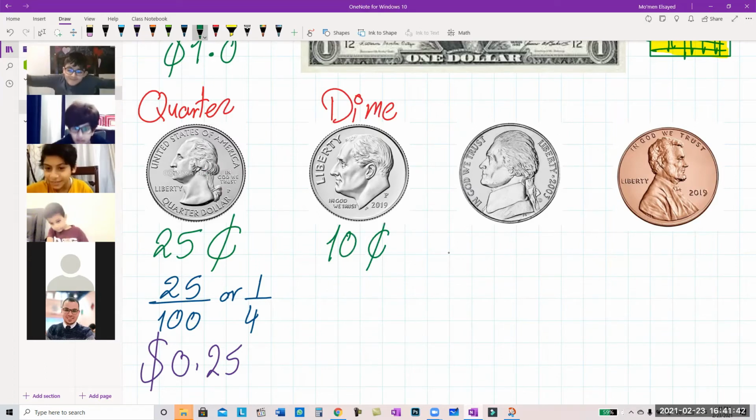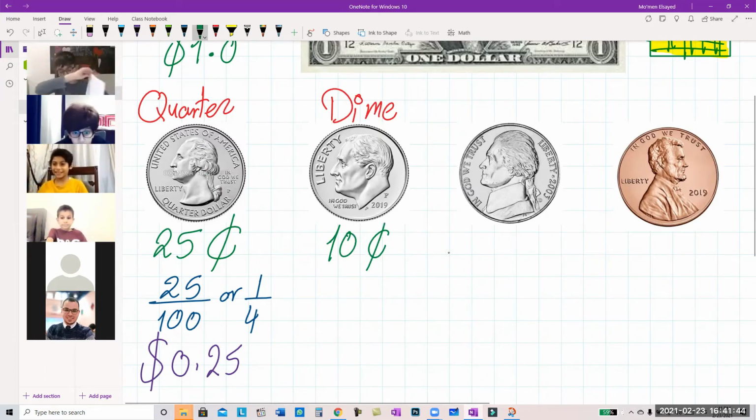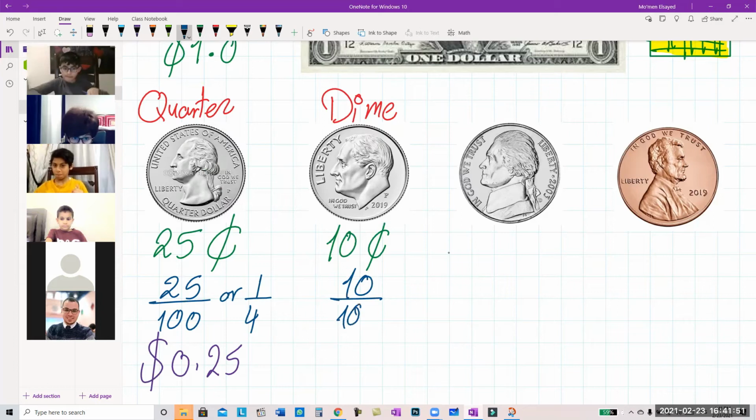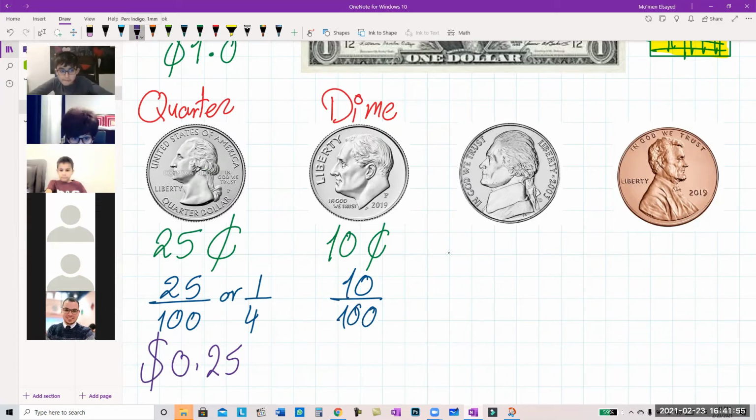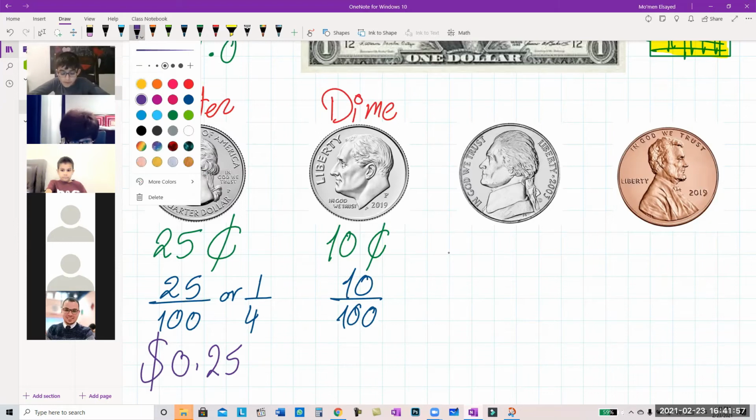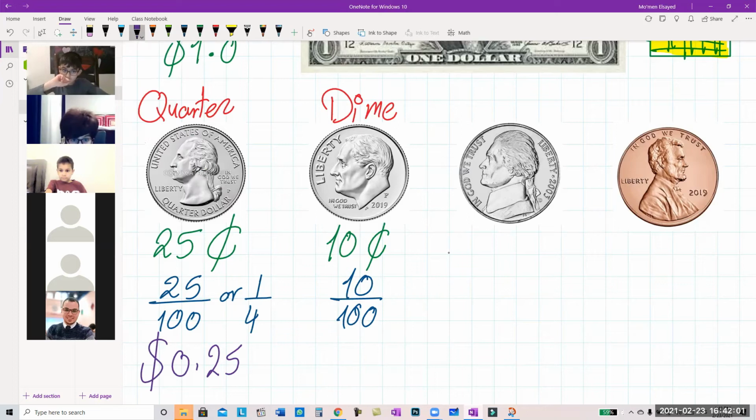Okay, how can we write it as a fraction? 10 over 100. Okay, how can we write it as a decimal? So it will be 0.10 dollars. Okay?